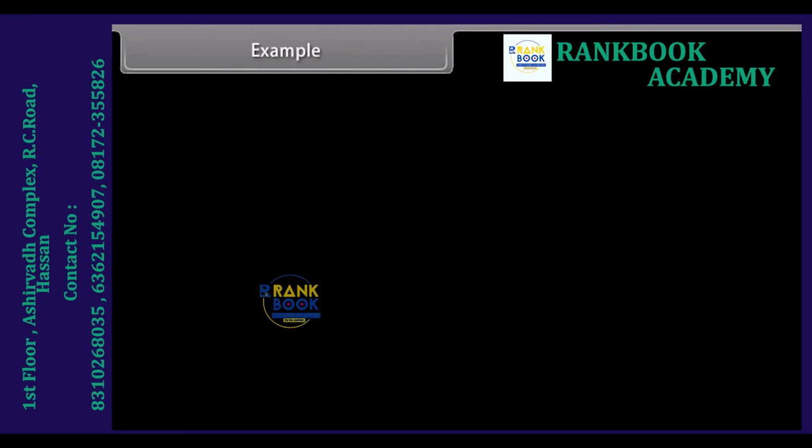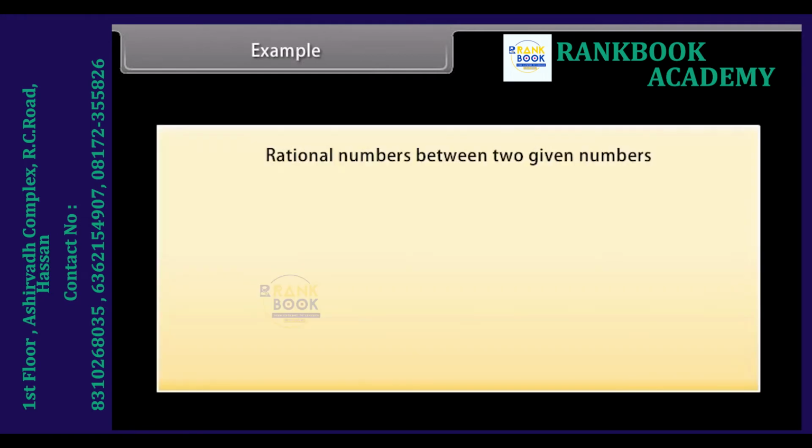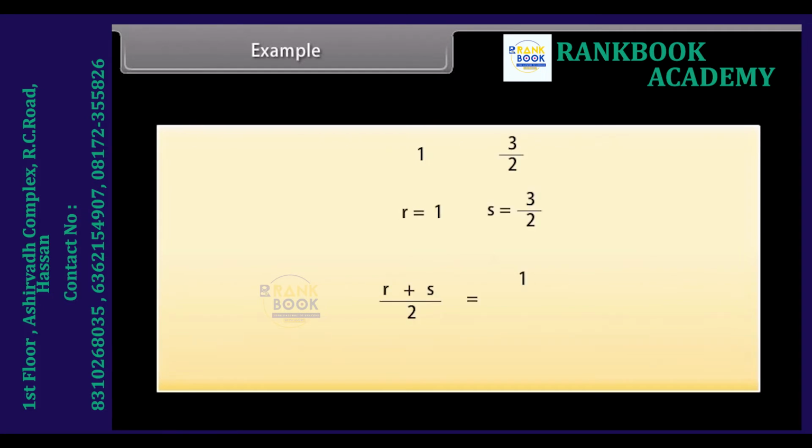Example. Let's now learn how to find rational numbers between two given numbers. The given numbers here are 1 and 2. Say 1 is r and 2 is s. To find the rational number between r and s, we have to add r and s and divide the sum by 2. So we get (1 + 2)/2 = 3/2. Therefore, the rational number between 1 and 2 is 3/2. Similarly, the rational number between 1 and 3/2 is 5/4.